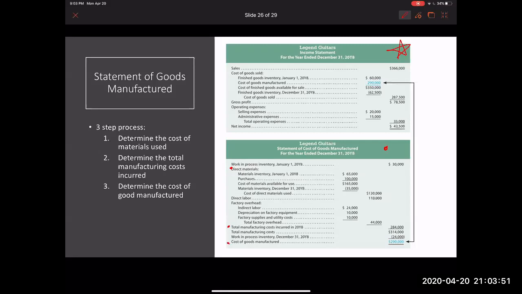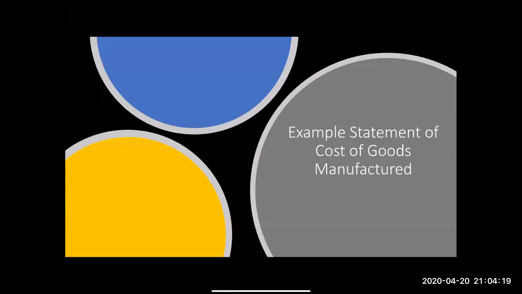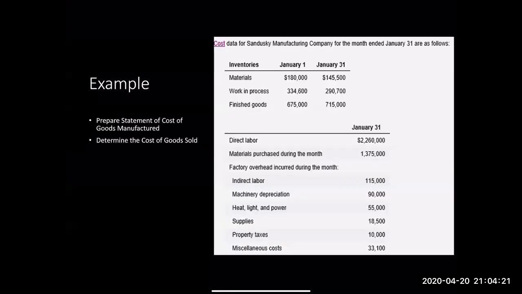Again, not very descriptive or helpful at all. That's why I think it's very important that we go through examples. But what you need to make sure you remember is that in order to manufacture a good, you need three things. Three things to manufacture a product. You need direct material, you need direct labor, and you need factory overhead. Okay, so with that, let's go ahead and dive into an example of the cost of goods manufactured.